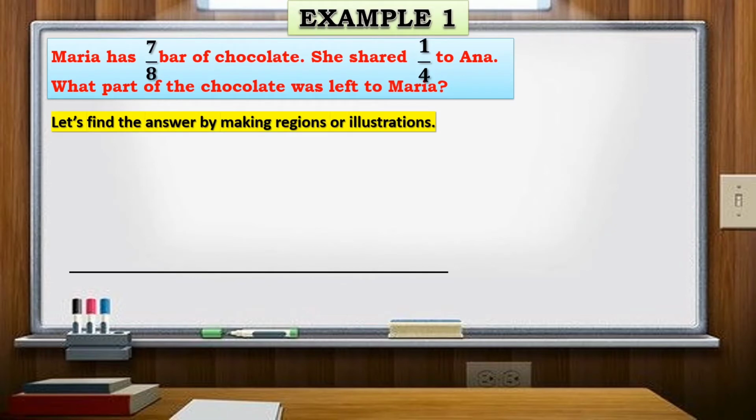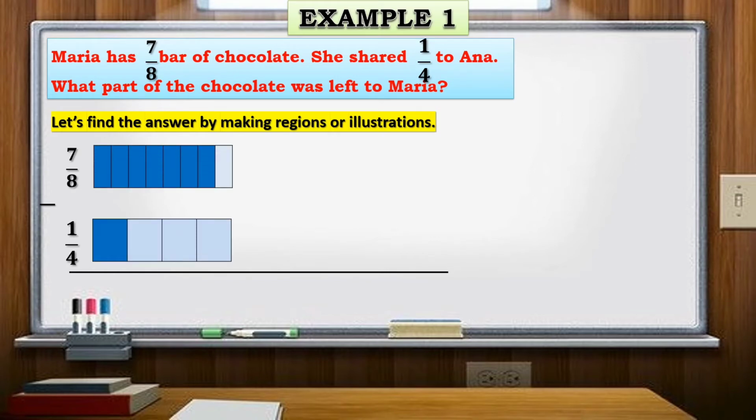Example number 1. Maria has 7/8 bar of chocolate. She shared 1/4 to Anna. What part of the chocolate was left to Maria? Let's find the answer by making regions or illustrations. Let's visualize first 7/8 minus 1/4.